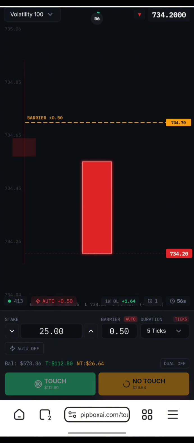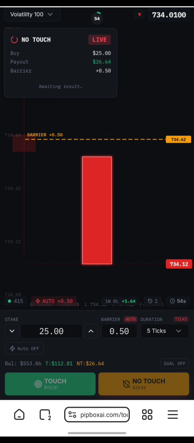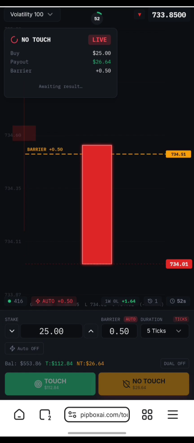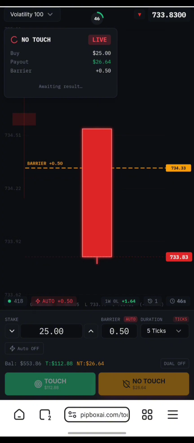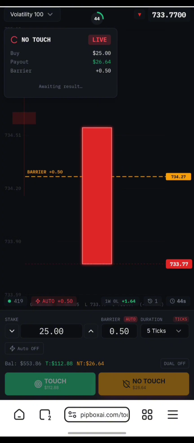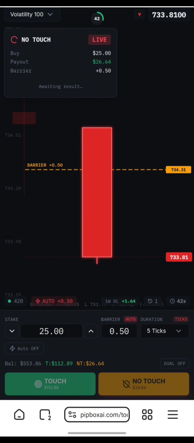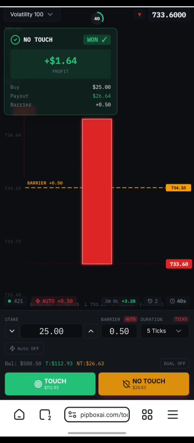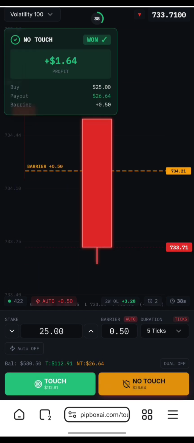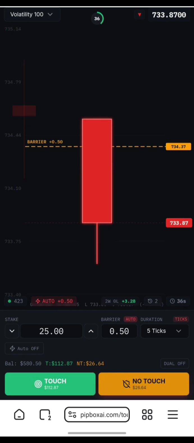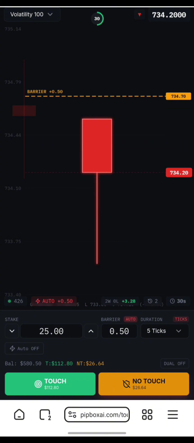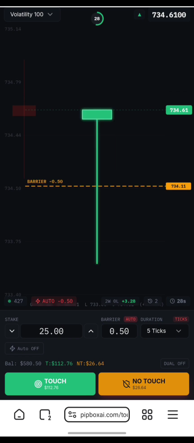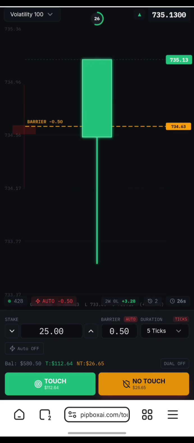Let me enter another trade. I see this one has a very strong bearish momentum, and let's wait for 5 ticks. You see we are up 3 USD. We can also enter another trade because right now the time is still on our side, but let's wait for the momentum to catch.